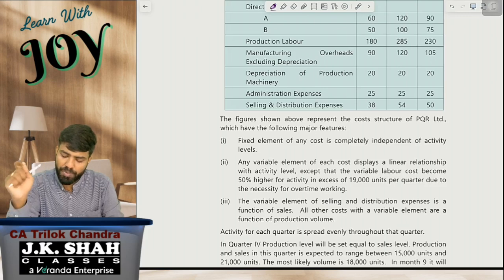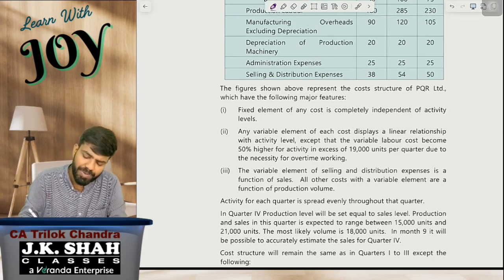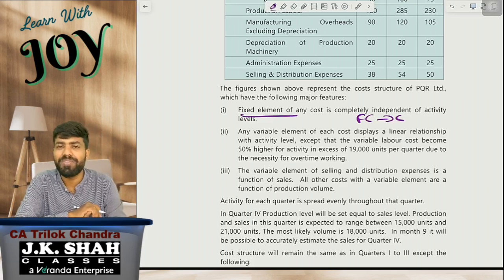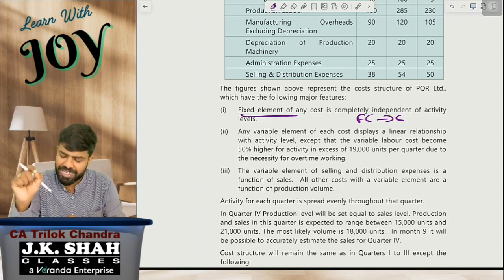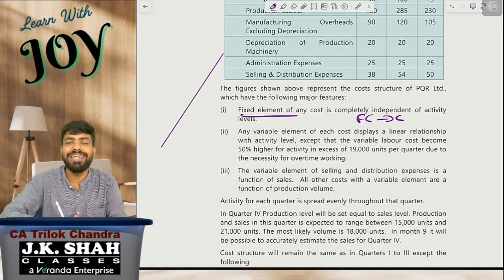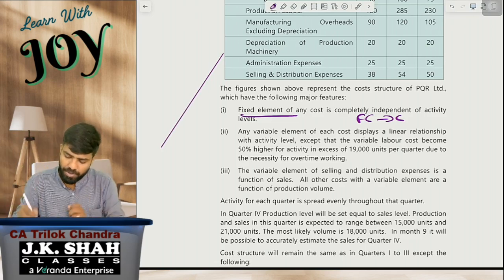The figures shown above represent the cost structure of PQR Limited, which has the following major features. Fixed element of any cost is completely independent of activity level. So simple, what do they mean? Fixed cost is constant irrespective of the level of production. Next, any variable element of each cost displays a linear relationship with activity level. It means variable cost increases with increase in production. We all know that.